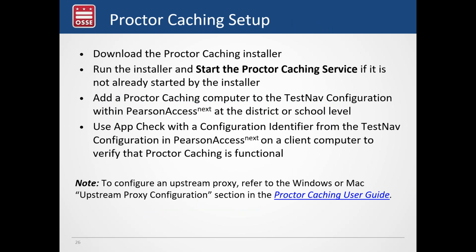For Proctor caching setup, these are just the steps. So you'll download the installer and you'll run it, and start the Proctor caching service if it's not already started when you open the installer. And then you'll basically just walk through the wizard and you'll add a Proctor caching computer to the TestNav configuration at either the district or the school level. And then also run an app check with a configuration identifier from the TestNav configuration in PearsonAccessNext on a client computer so that you can verify that your Proctor caching is functional.